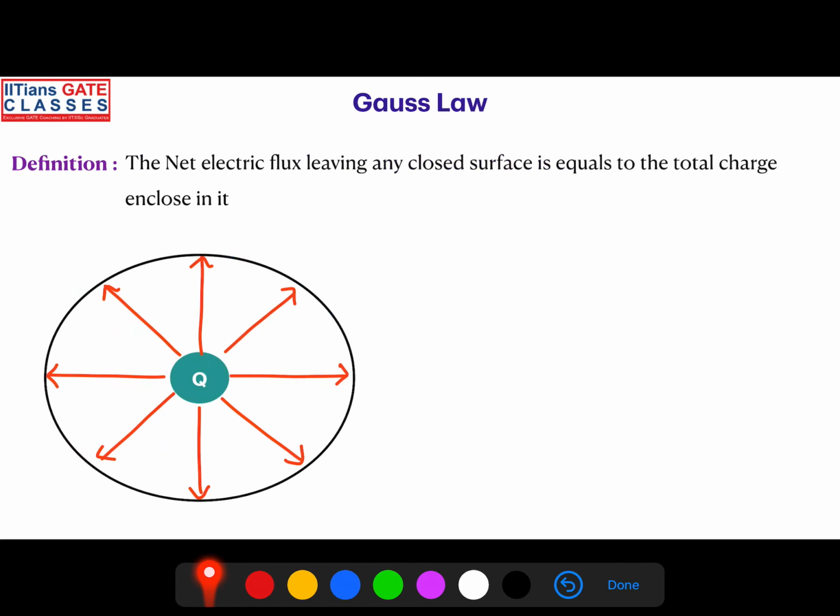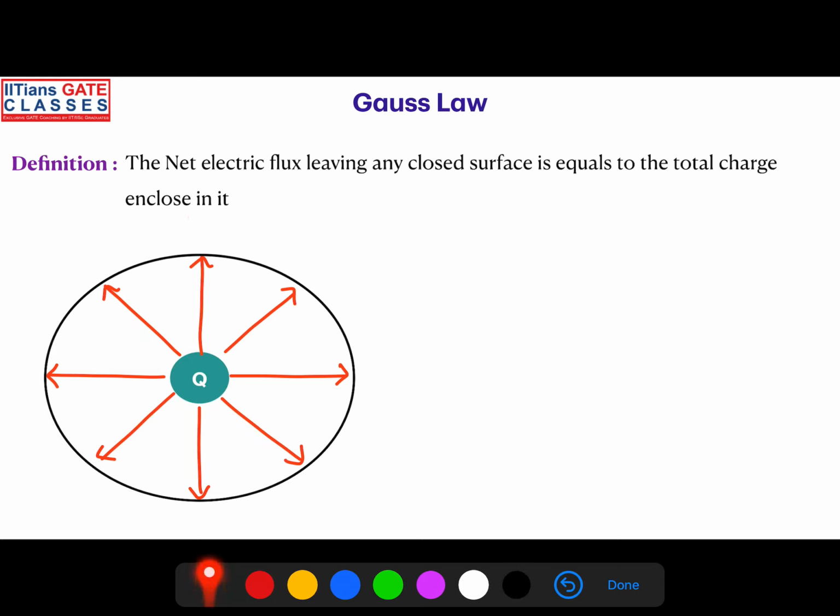Now let us move on to Gauss law. We have understood the concept of electric flux density, right? So what does Gauss law say? The net electric flux leaving any closed surface is exactly equal to the total charge enclosed in it. Before understanding this point, you have to remember two things. The first thing is that electric flux is the same as the charge. You have to keep it in mind, right?